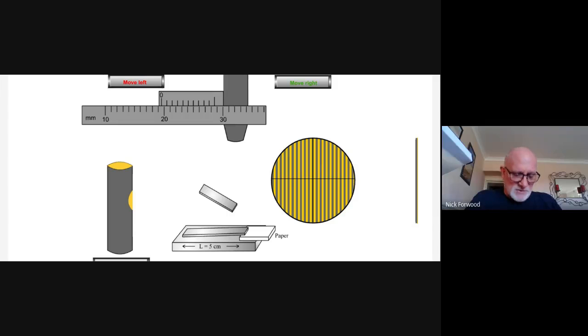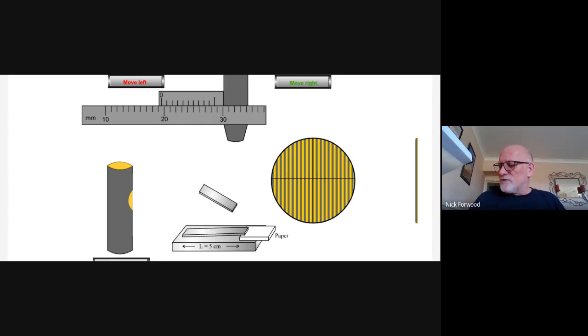2.4, excellent. Now that's 2.4 millimeters for 10 fringes. Okay, I think what I'm going to do is go back to my whiteboard here and we'll have a look. Now, what other information do we need?